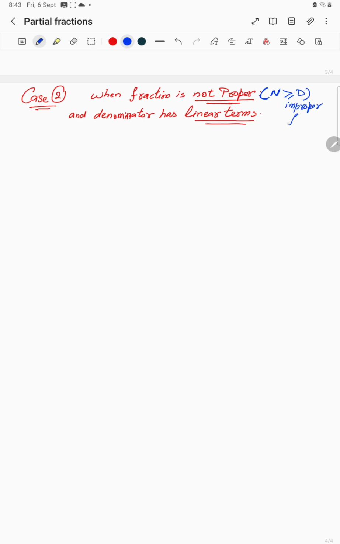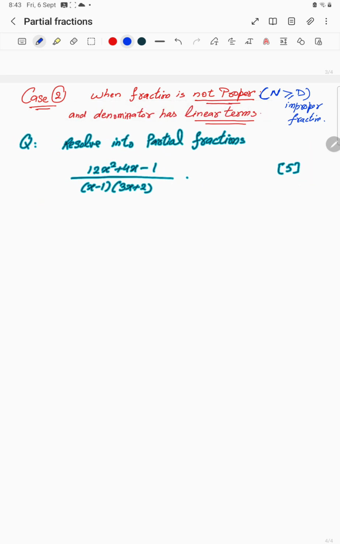That means this case is for improper fractions. That justifies the condition. Okay, for this case, the denominator has linear terms. So let's take the question and see how we can solve this, and here goes the question.